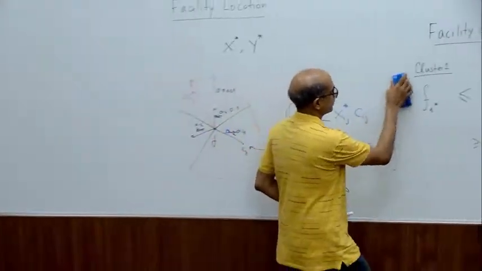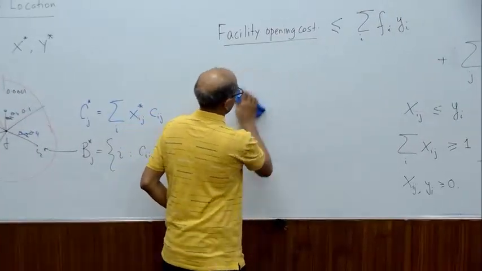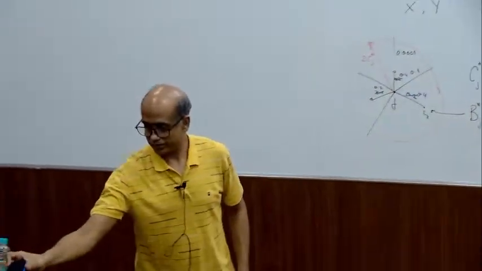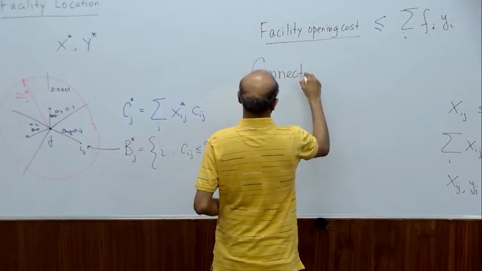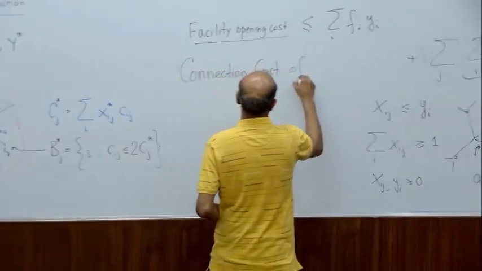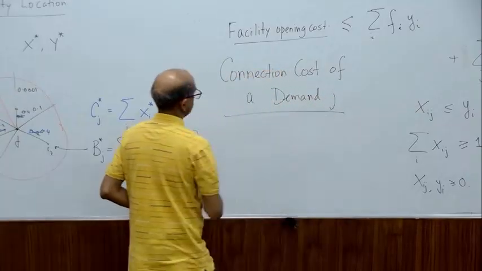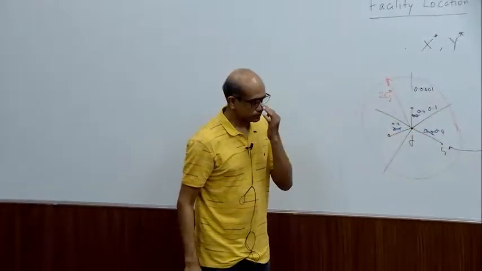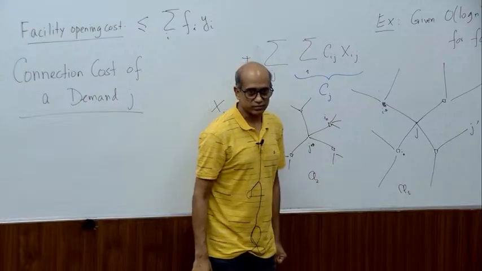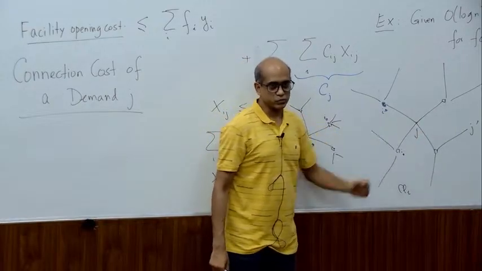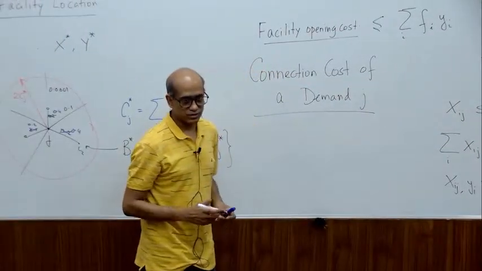Okay, good. So far there's been no use of the metric here. Now, how much is a client or a demand paying? This is where the metric will come in. Connection cost of a demand. What do you think? How much is J paying? J will pay at most 2 Cj star, because by definition all of these are within 2 Cj star of it. The center guy will always pay 2 Cj star.